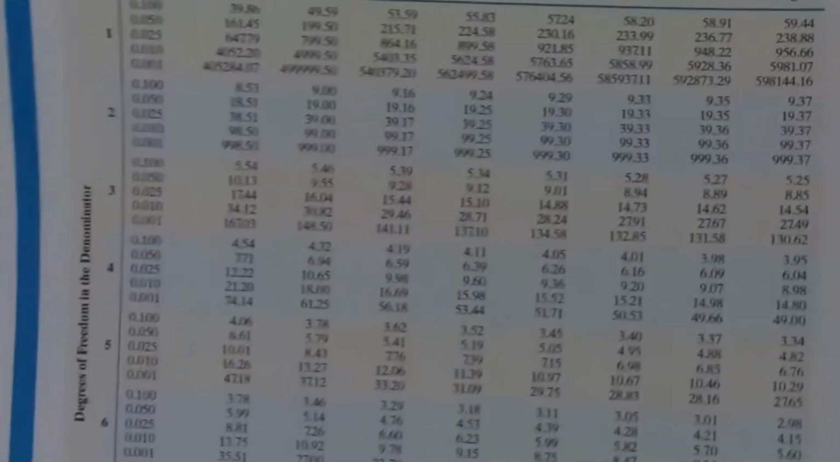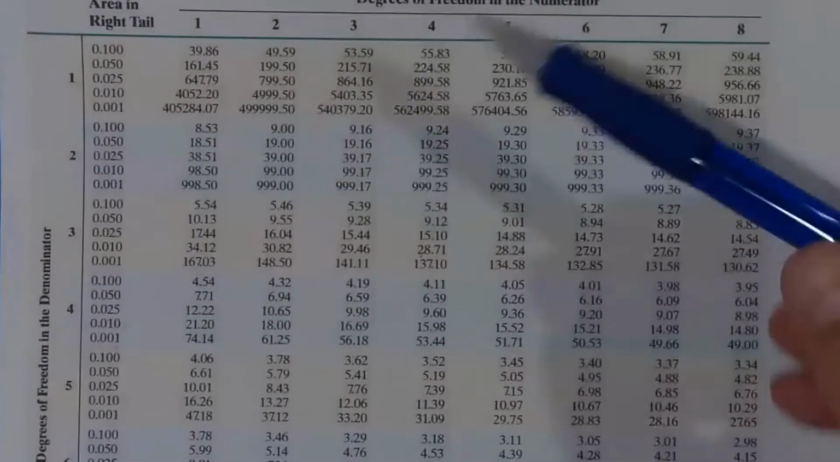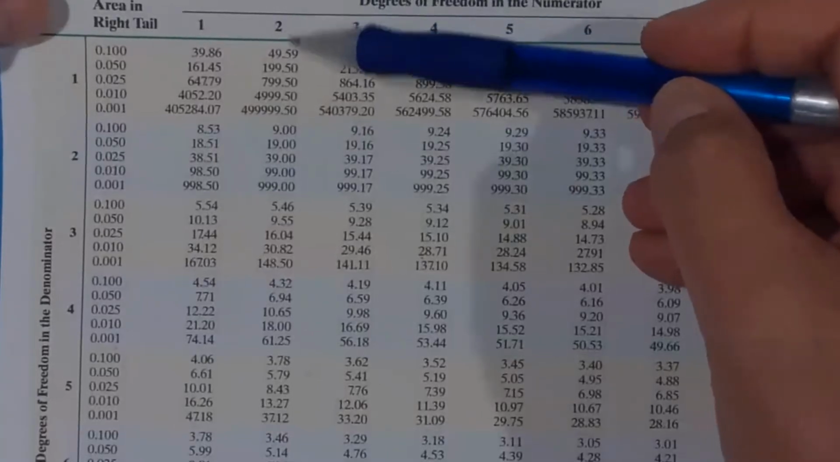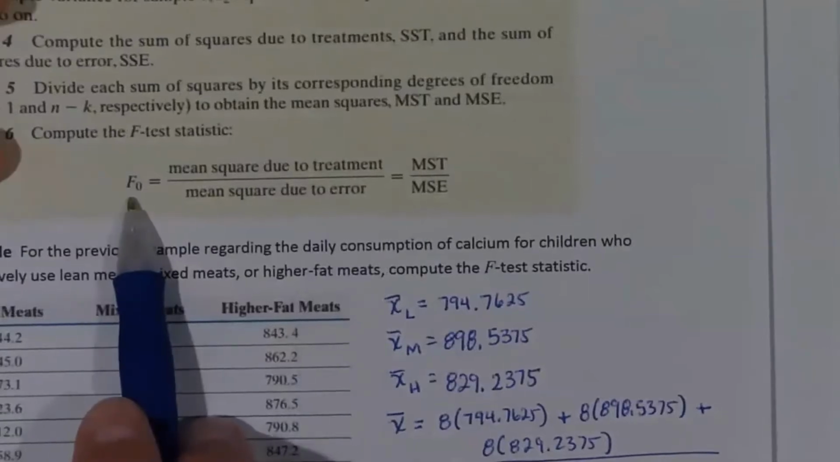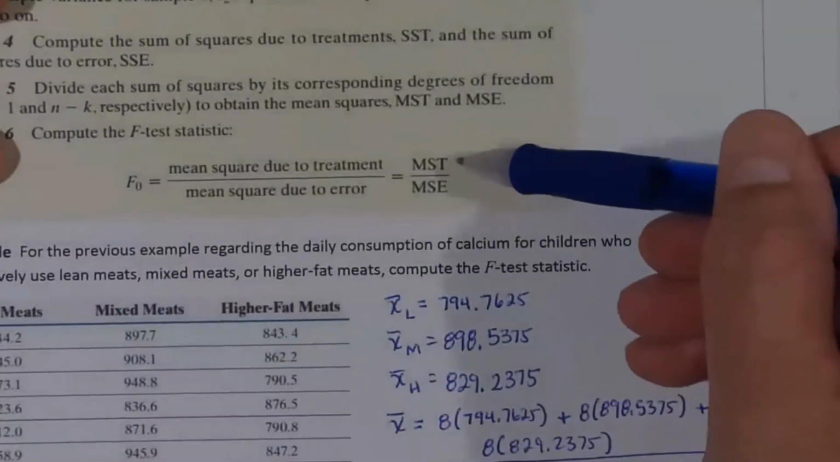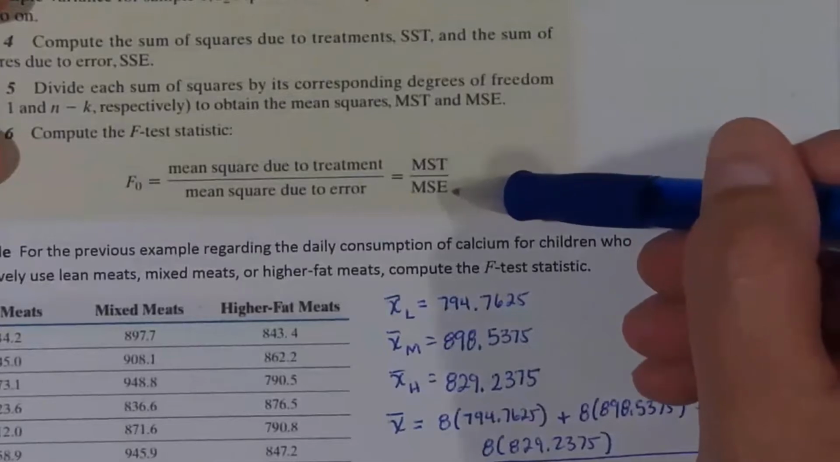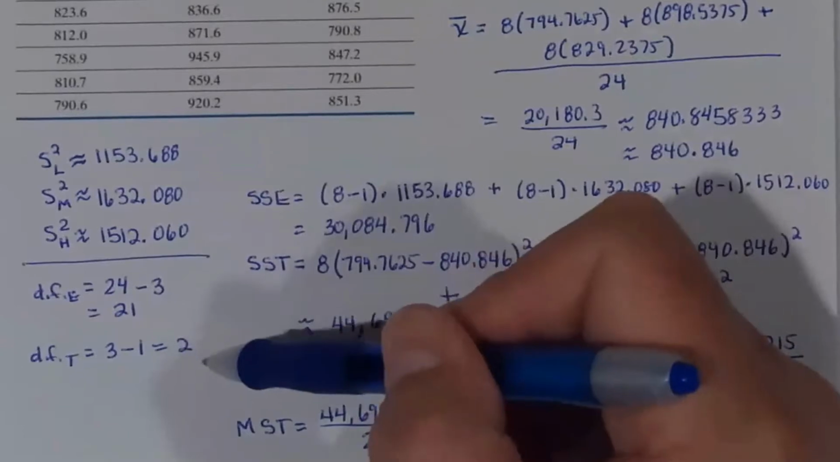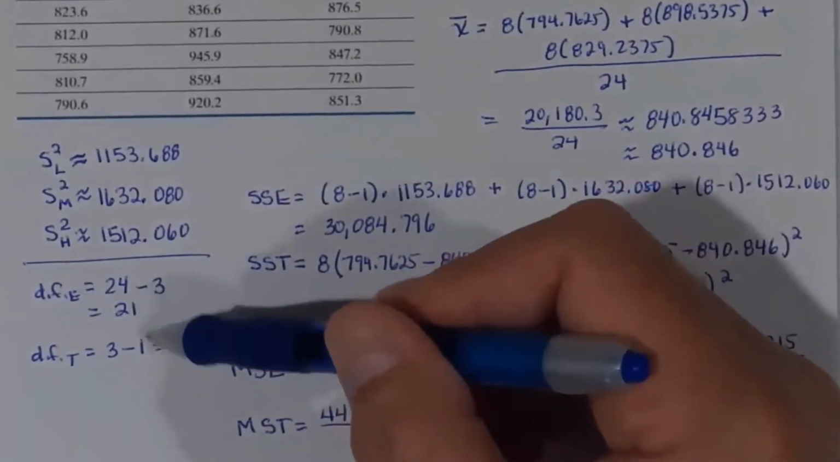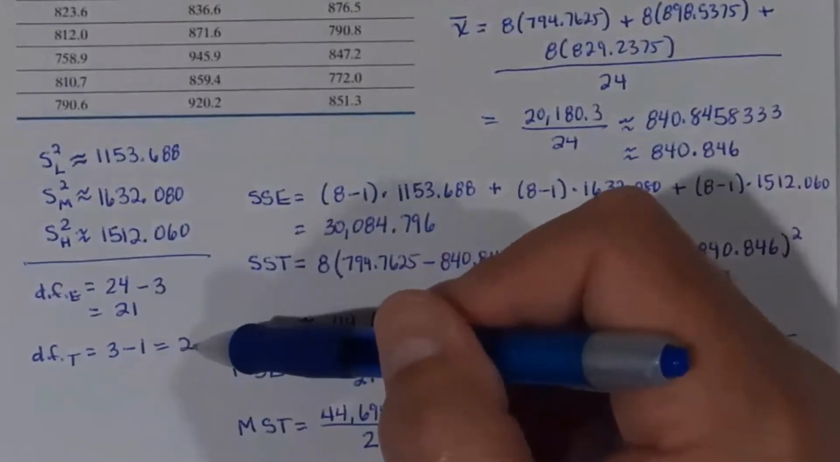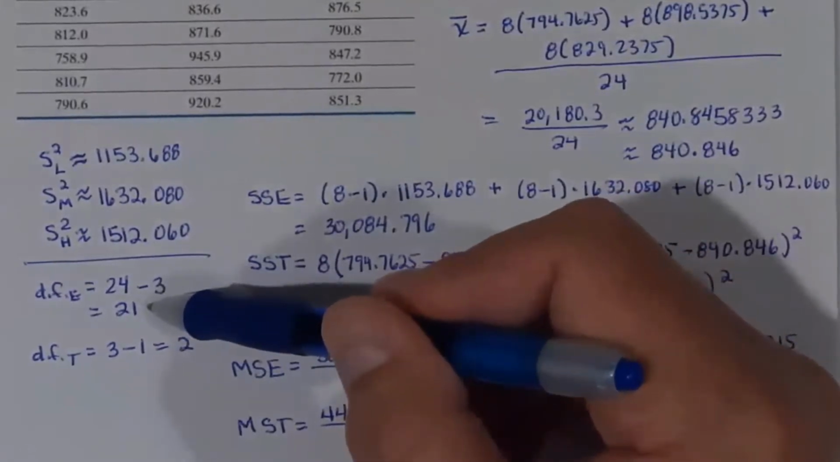So I'm going to, again, pull in my table, and I'm going to have 2 degrees of freedom in the numerator. Now, how do I know what's the difference between the numerator and the denominator? Well, here's how I think about it. If you think about your F calculation, the mean square due to treatment is in the numerator, and the mean square due to error is in the denominator. So the degrees of freedom due to treatment is going to be in the numerator, and the degrees of freedom due to error is going to be in the denominator. So we have 2 degrees of freedom in the numerator, and we have 21 degrees of freedom in the denominator.